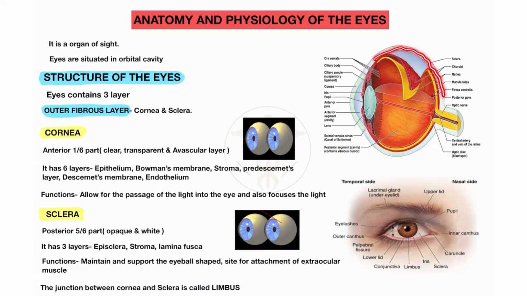This part is called sclera. It is the posterior part, and the anterior part is the cornea. This is the cornea, and the posterior 5/6 part is the sclera. So this is the outer fibrous layer, cornea and sclera.